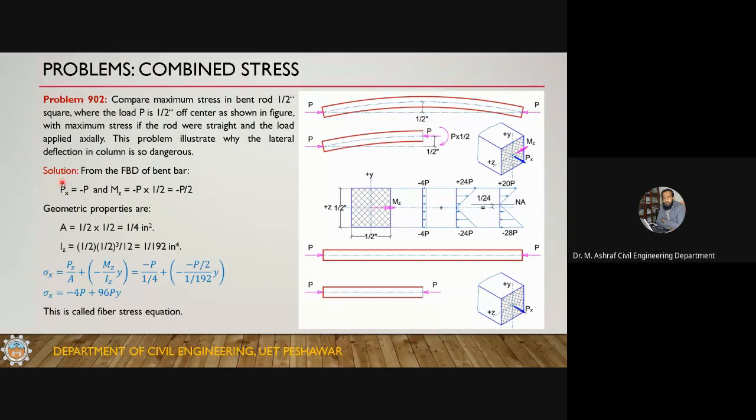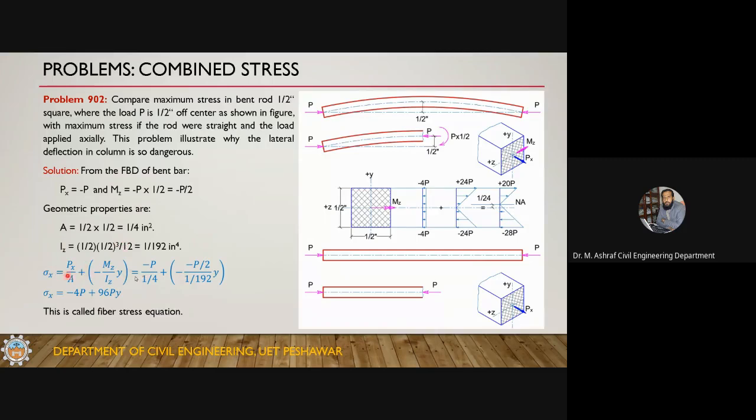So for Px, you need to calculate the cross section area, and for the moment about z-axis you need to calculate the moment of inertia about z-axis. And since this is a square section, there is no need to locate the centroid because the centroid is already located. So the cross section area is half into half. This is a half inch square, so this is 1 by 4 square inches, and the moment of inertia about z-axis is half into half cubed by 12, so this is 1 divided by 192 inch to the power 4. So we got the forces and the geometric properties.